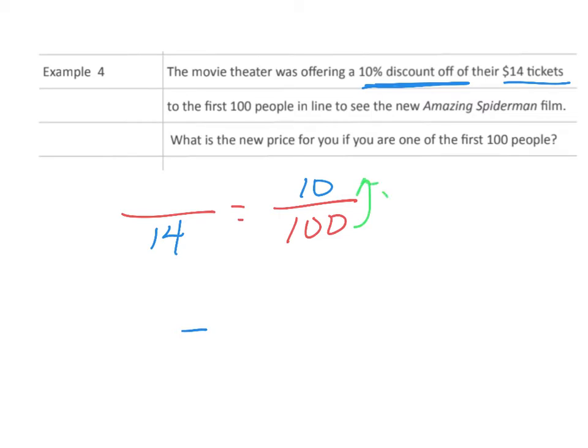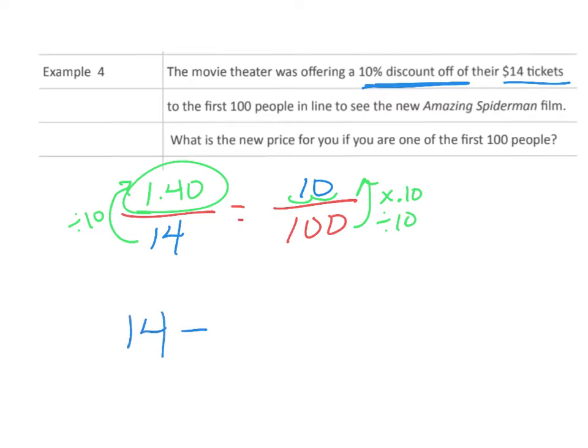And again, I can either multiply it by 0.10, or I can divide it by 10. 100 divided by 10 gives me 10. So we'll do the easy way. Divide by 10. 14 divided by 10 gives me $1.40. So now I know how much they're taking off. So we're going to take the $14 ticket minus the $1.40 for the first 100 people. And after you do the subtraction, you know the tickets for the first 100 people are going to be $12.60.